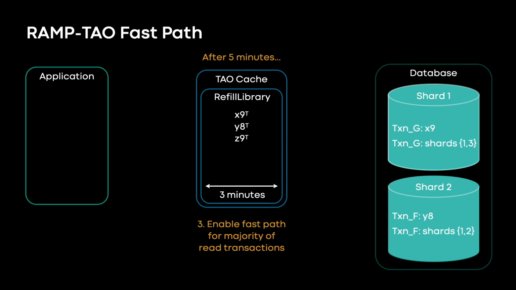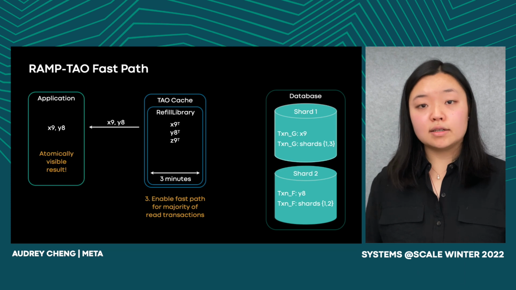So we only have these versions available, but we know that if an application asks for any of these keys, the results will be atomically visible by default since these haven't been updated recently. So the versions that are there do satisfy this guarantee.